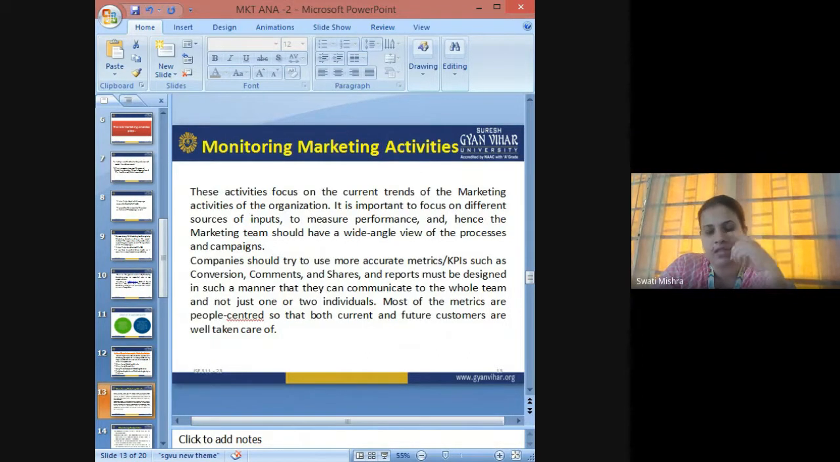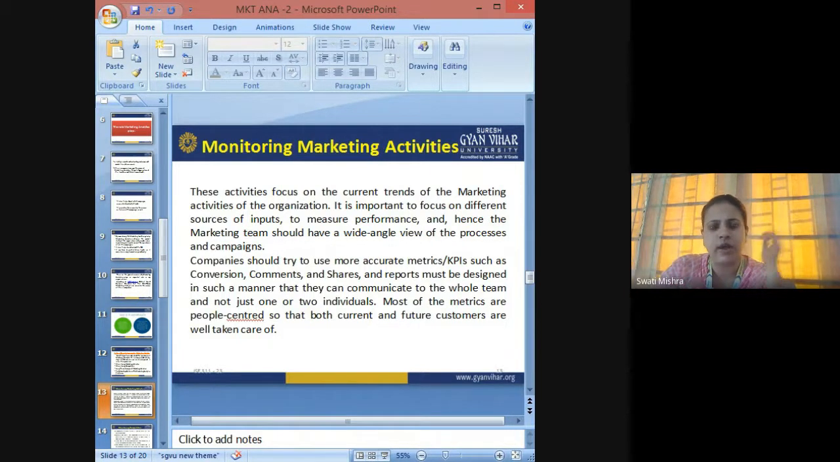Now let's talk about these steps one by one. What exactly do I mean by monitoring the marketing activities? These activities basically focus on the current trends of the marketing activities of the organization. It is important to focus on different sources of inputs to measure the performance of the marketing campaign. And of course, the marketing team should have a wide angle view of the processes and the campaigns that are being run.